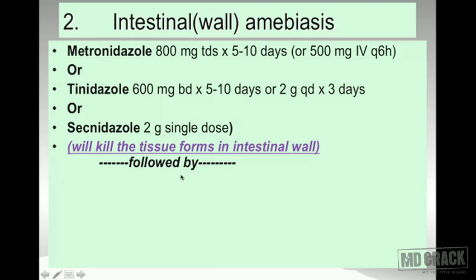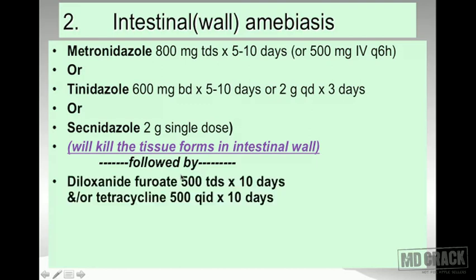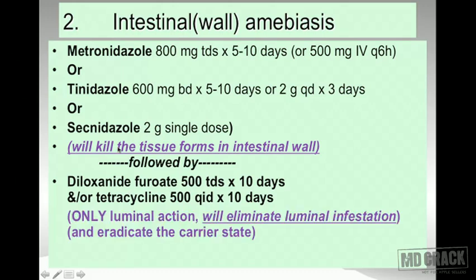Now you have to follow this whole treatment by using diloxanide furoate for 10 days or tetracycline for 10 days. I hope you understand the reason, because when the amoeba went to the intestinal wall, it's very likely that you have the cysts in the intestine and you must eradicate them. Then that will be the complete management of this disease. Diloxanide and tetracycline will have only luminal action and will eliminate the luminal infestation to eradicate the carrier state.